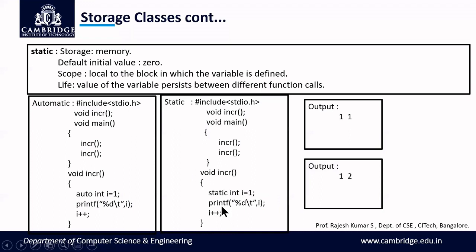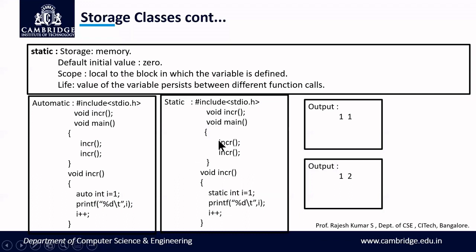Now, after incrementing the I value, I'll come back to the calling function. In the next line, we again see there is a calling function. When I call the function, the updated value 2 will be printed on the monitor screen. Though I go back and again I come back, the previous value of I will be retained. That is what they're trying to tell here. The value of the variable persists between different function calls. This value remains updated.